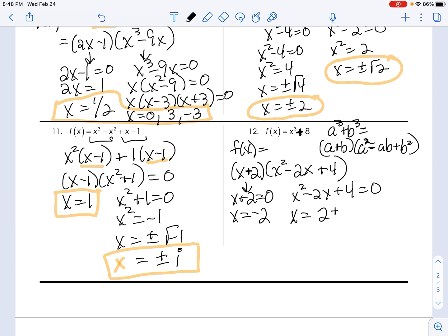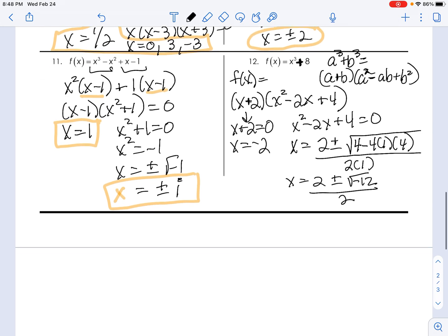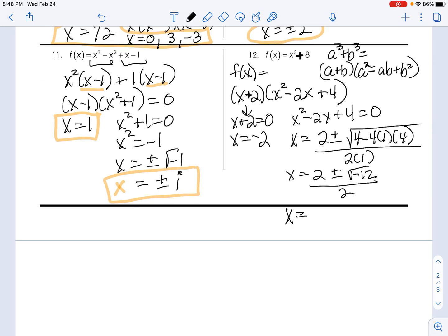x equals the opposite of b, that's a positive 2, plus or minus the square root of b squared, 4, minus 4 times 1 times 4, all over 2 times 1. That's 2 plus or minus the square root of 4 minus 16, which is a negative 12. We now need to simplify, and the answer is 2i root 3.